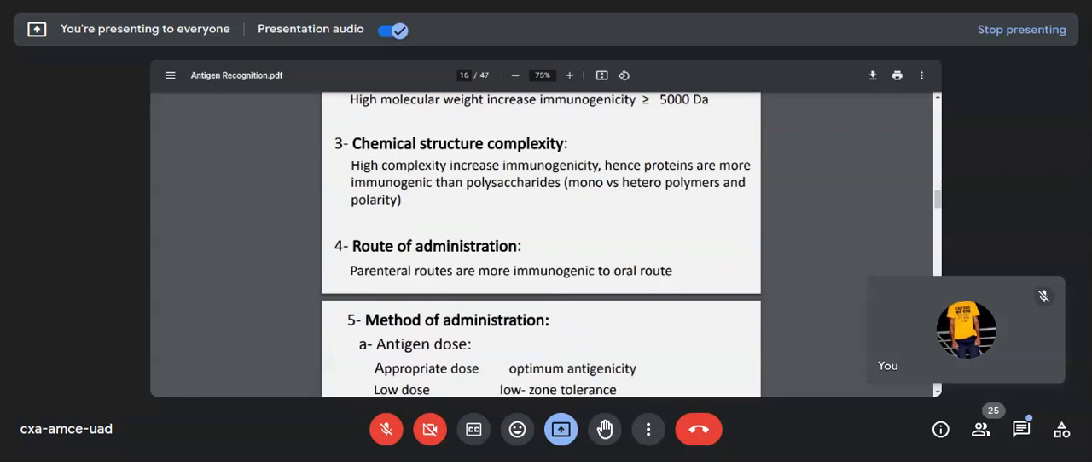I wonder why this word is so hard for me to pronounce. Complexity. Okay.